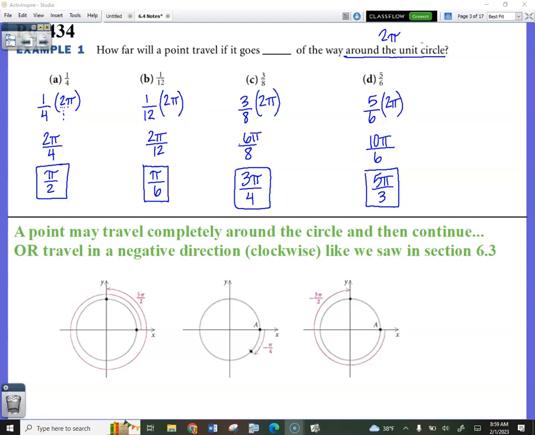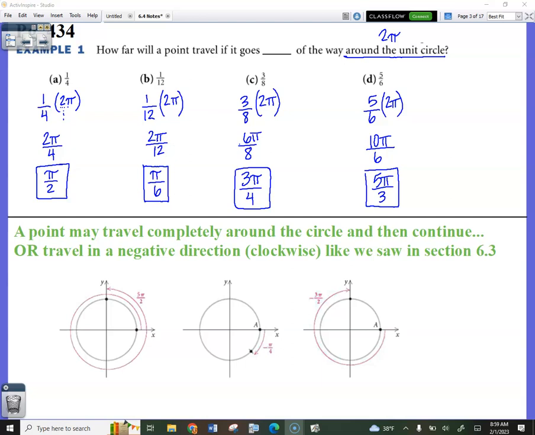Okay, so what you've done when you answered this question, you have just found the radian measure of the rotation traveling around the unit circle at these specific fractions. And you do that by simply finding the fraction of the full rotation, which is always 2 pi. Okay, now let's look at this part.